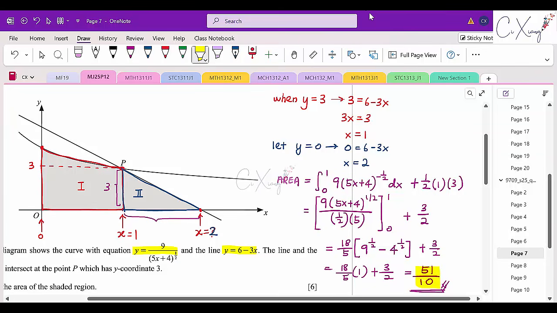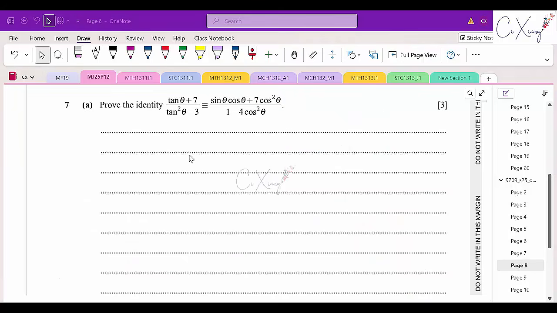Okay, so this is how we solve the question. To solve this question, you have to observe the graph clearly, where it actually consists of two different areas under the two different graphs. The first one is under the curve, the second one is under the line. Therefore, you have to calculate them separately. Okay, so this is how we solve question number 6.